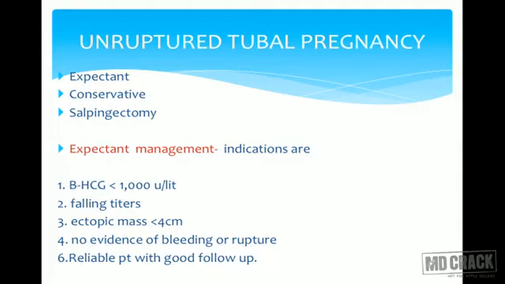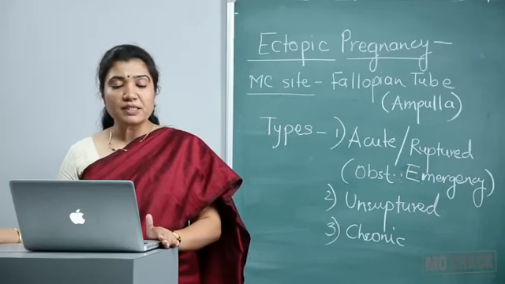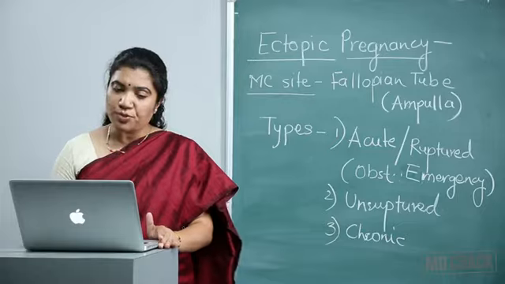In case of unruptured tubal pregnancy, we have different modes of treatment available. So we will have the treatment discussed in detail for unruptured tubal pregnancy. So we'll stop here and we'll see how to manage unruptured tubal pregnancy by different modes, including medical and surgical, to conserve her fertility in view of her next pregnancies. So we'll stop here. Thank you.